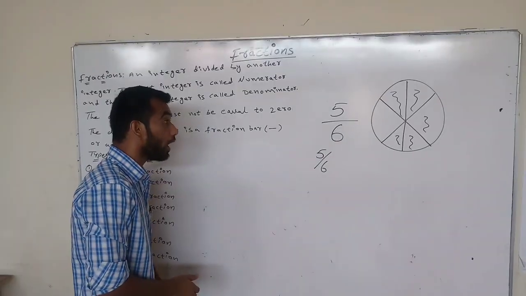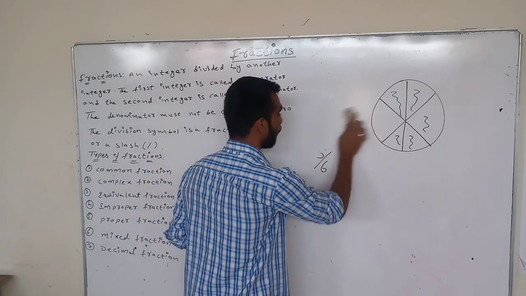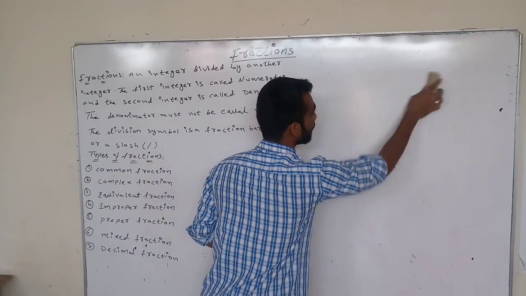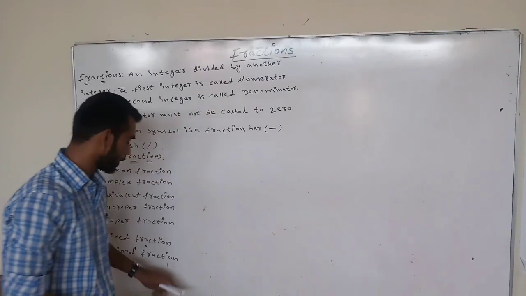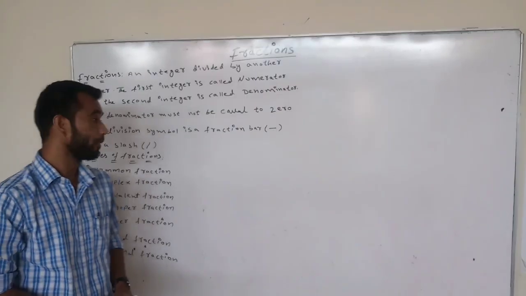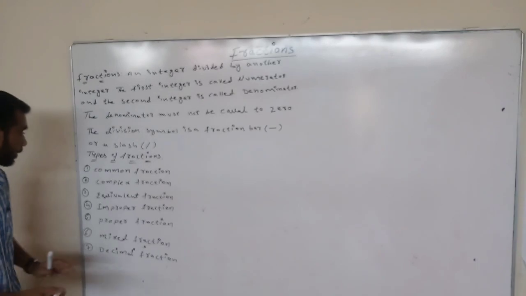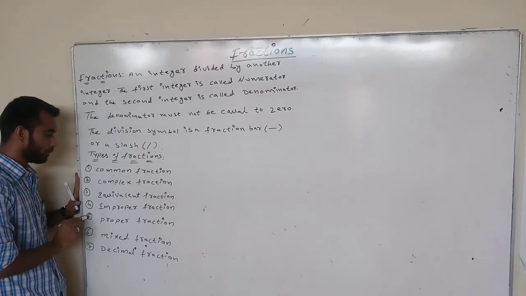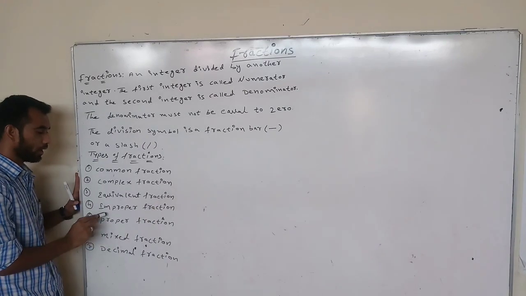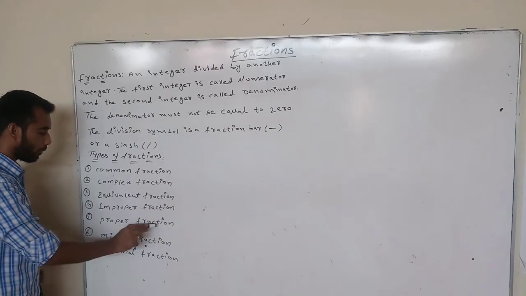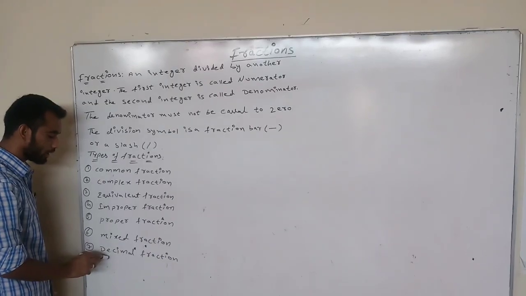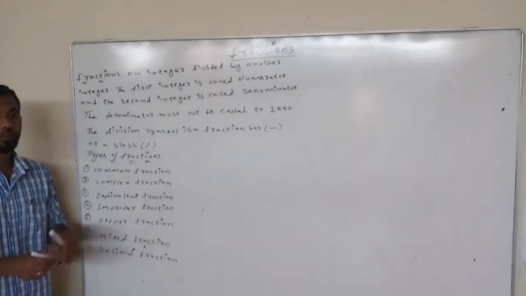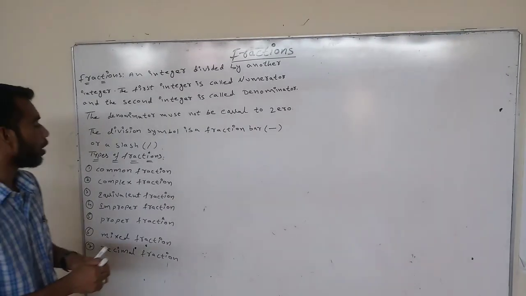Now, fractions have been divided into many types. These are the types of fractions: common fraction, complex fraction, equivalent fraction, improper fraction, proper fraction, mixed fraction, decimal fraction. Now, we will go one by one. What is a common fraction?